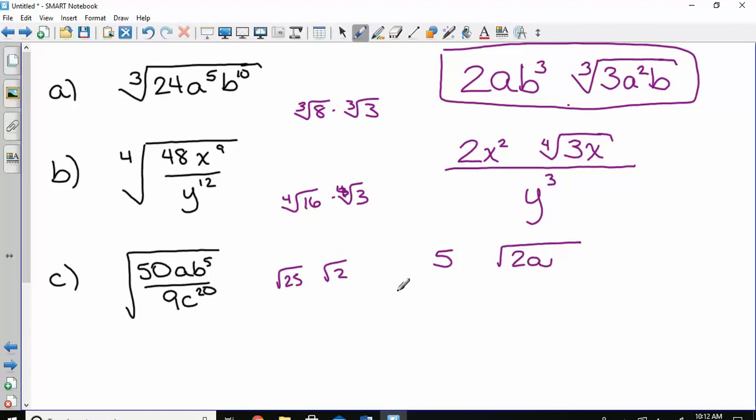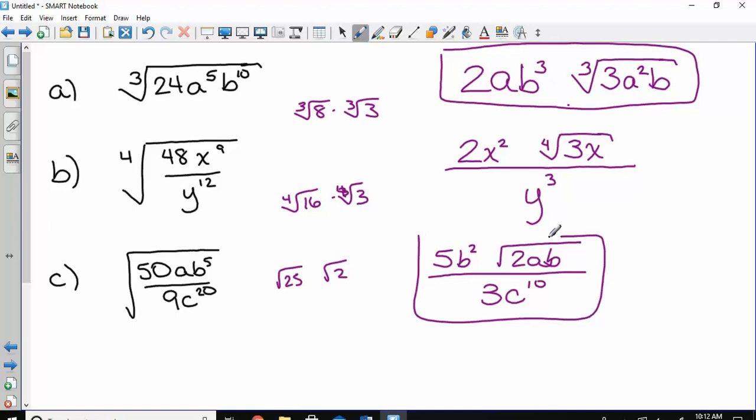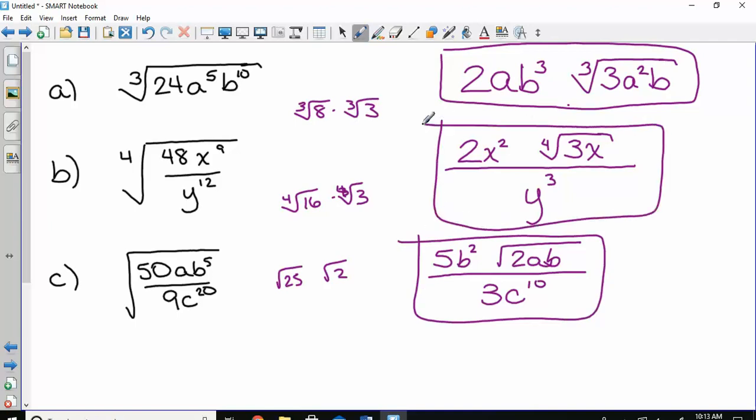If I have 5 b's, how many groups of 2? 2. So b squared comes out, and there was 1 b left. 1 b left. On the bottom, what's the square root of 9? 3. And if you have 20 c's, how many groups of 2? 10. So once you break it up, that radical disappears on the bottom because all of those were perfect squares.